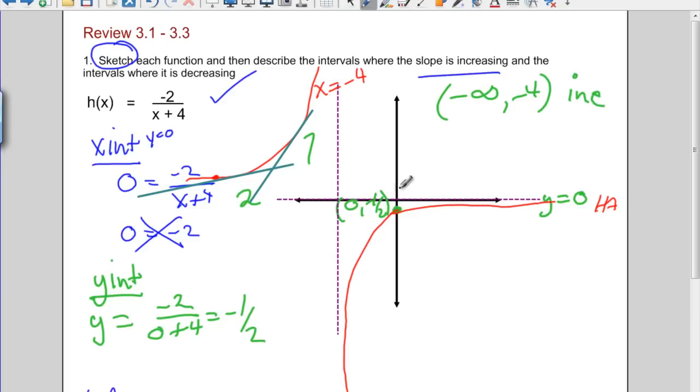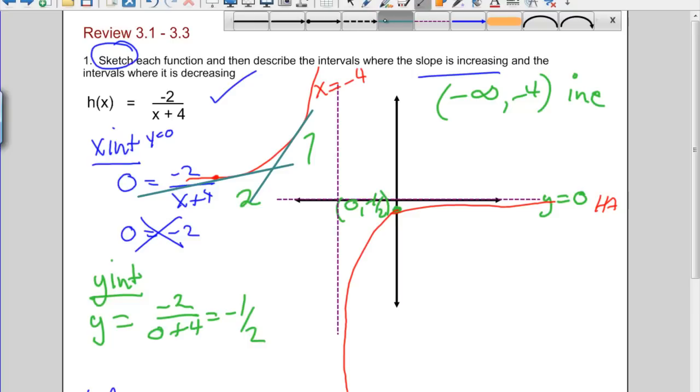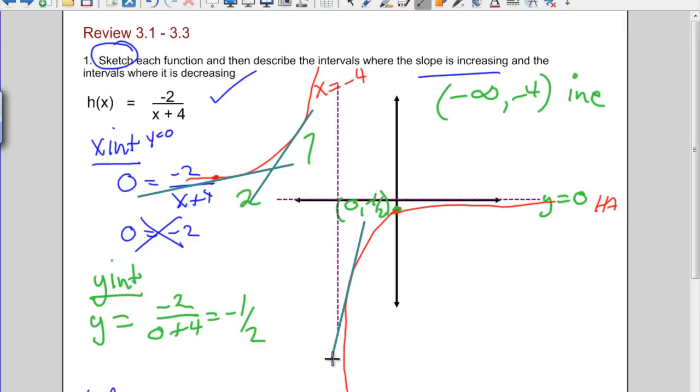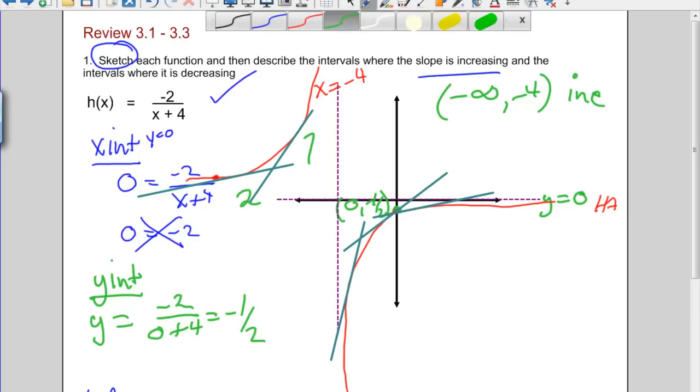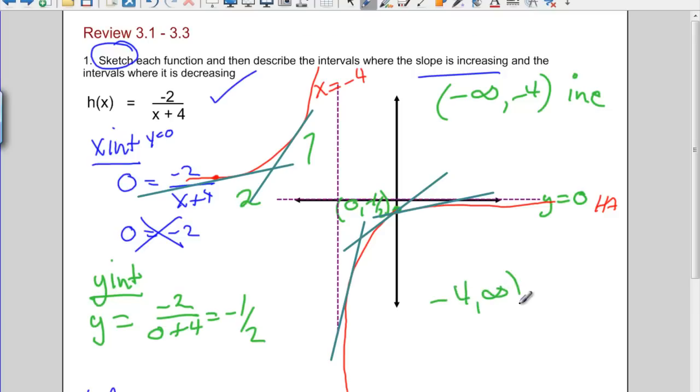And we would take a look at the next interval again. You can take the line approach. It's a very steep line. Say this has a slope of 10. And as we keep moving to the right, this might have a slope of 3. And as we keep moving, this has a slope of maybe a half. Well, we're going from 10 to 3 to a half, which is decreasing. So therefore, we would say from negative 4 to positive infinity, we have a decreasing slope.